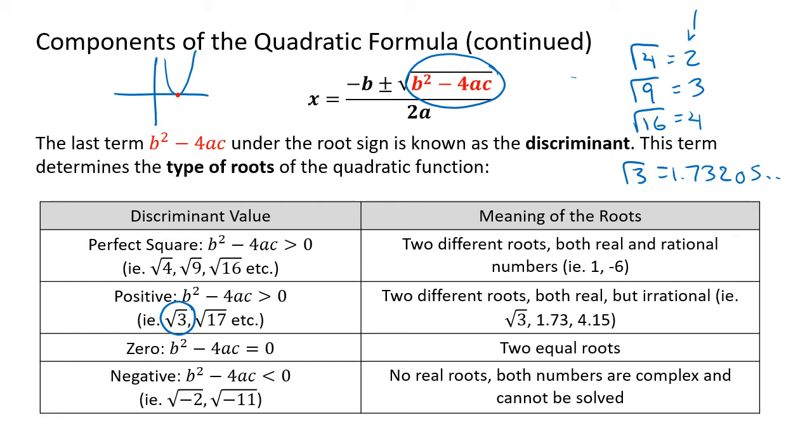The last instance is where it's negative. So if you have the square root of -2 or -11, that is one that can't be solved. So it means that there's no real roots. And why that happens is if you have a parabola that sits up here, well, the vertex is above the x-axis, so it never crosses this piece here. So there are no real roots. Those are called complex numbers, and they cannot be solved.